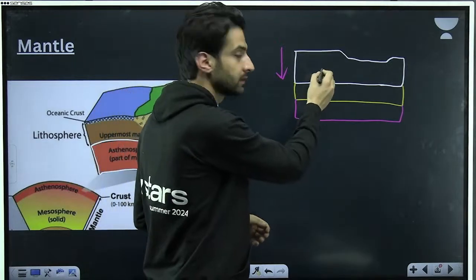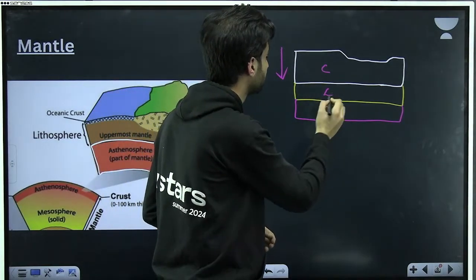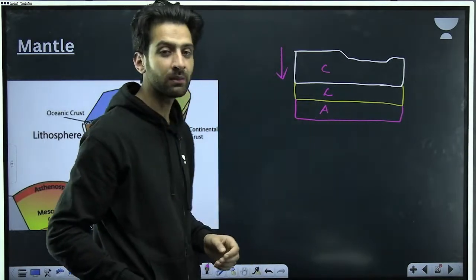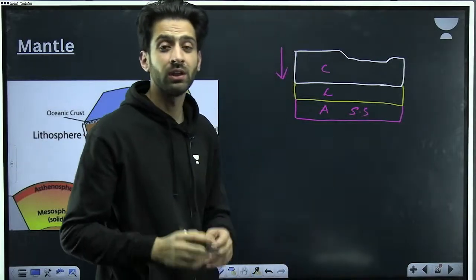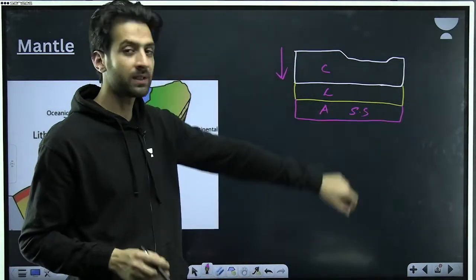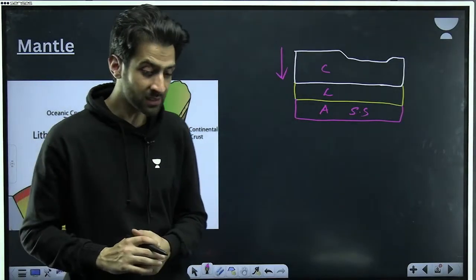So what is this layer? This is the crust, the lithosphere or the mantle, and this is the asthenosphere. This is a very important layer because this is semi-solid due to high pressure and temperature. The question, very simple question if I want to ask you is, why is asthenosphere a semi-solid layer? What are the 2 reasons for that? Answer in the comments. Why is it so?